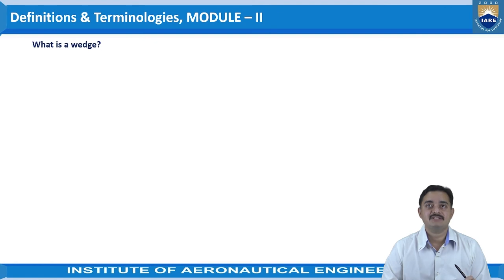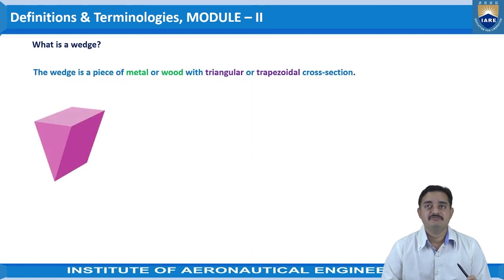Next one is, what is a wedge? So the wedge is a piece of metal or wood with triangular or trapezoidal cross section, as we have just discussed about the wedge friction. So wedge is the piece of metal or wood with triangular or trapezoidal cross section.